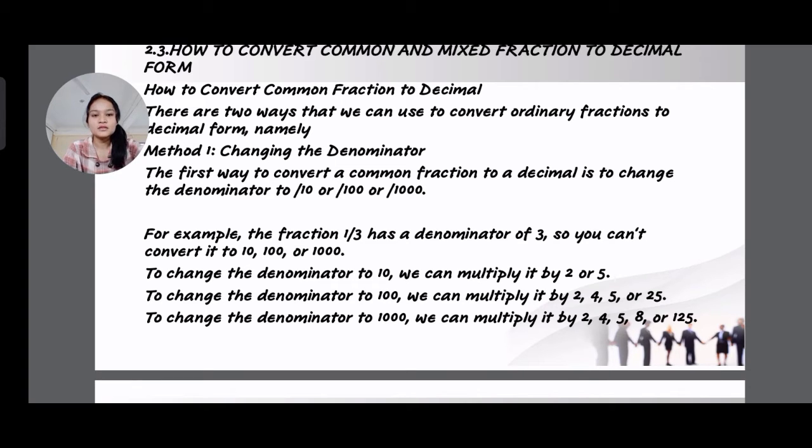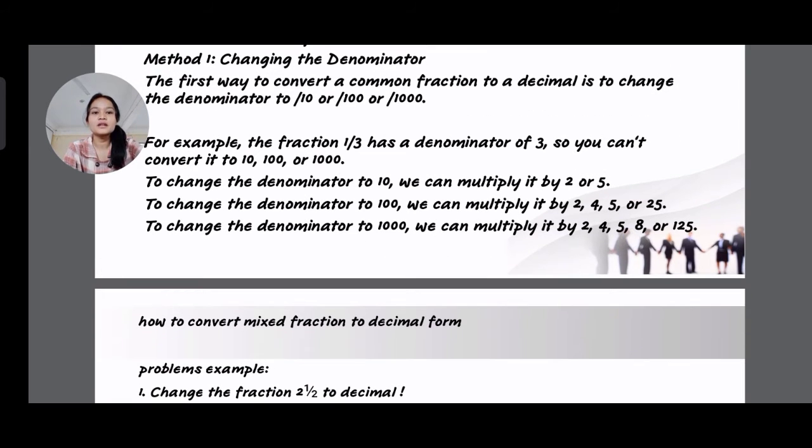Namely, method 1. Changing the denominator. The first way to convert a common fraction to a decimal is to change the denominator to over 10, or over 100, or over 1000. For example, the fraction 1 over 3 has a denominator of 3. So you can convert it to over 10, over 100, or over 1000. To change the denominator to 10, we can multiply it by 2 or 5.